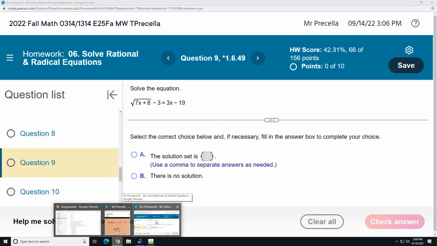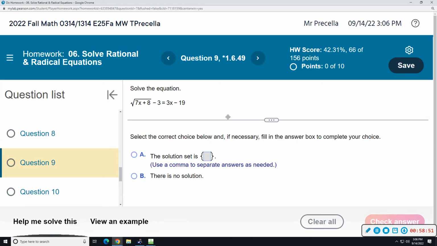Okay, so we're going to do number 9. And let me tell you, they don't get much messier than this one this semester. We're not talking about just today. For the entire semester, the problems don't get that much messier than this one right here. So, the square root of 7x plus 8.